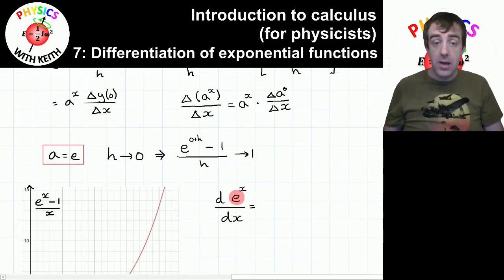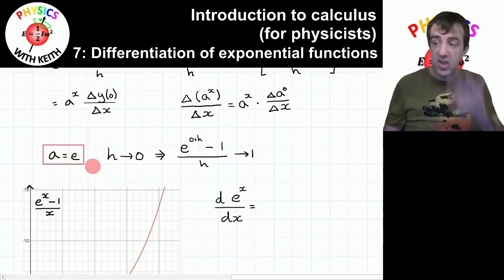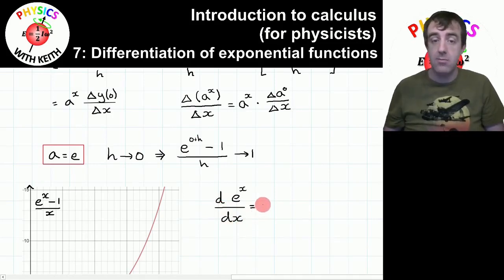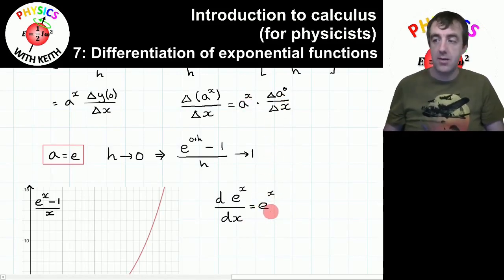So let's rewrite that expression now. Instead of a, we've got e. That was that special number, which did this special trick on the graph. And instead of a delta, because we're taking the limit that h is approaching 0, we'll use a d. That's our little sign that we use in calculus. And so the derivative here is going to equal e to the x multiplied by 1, which is just e to the x. And there we have it.